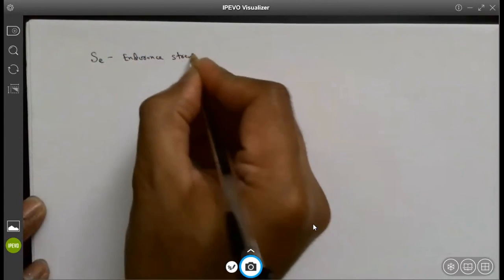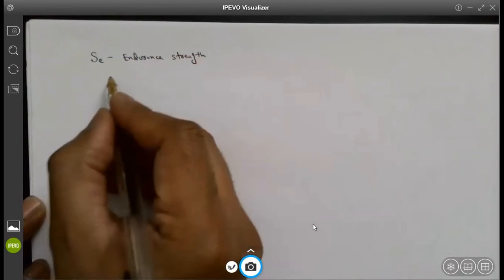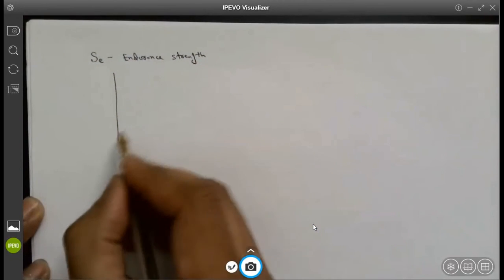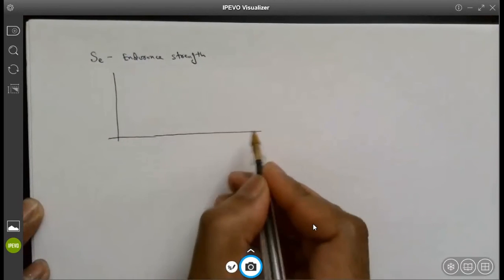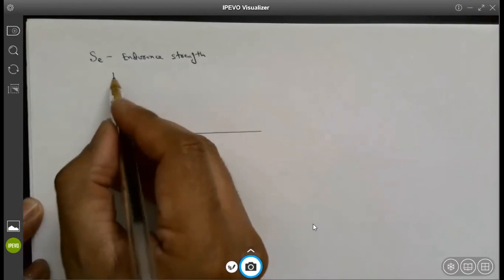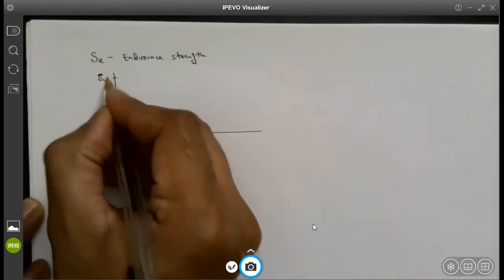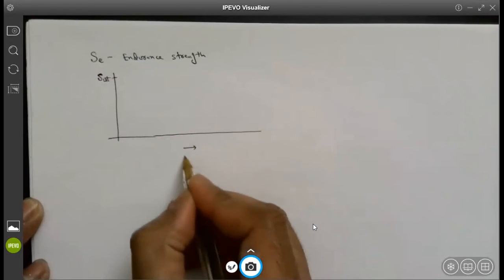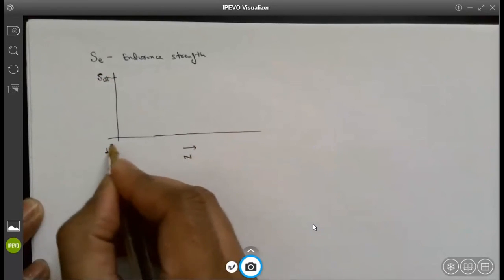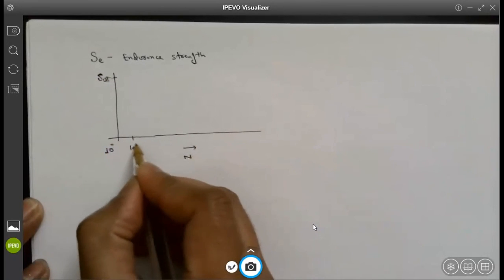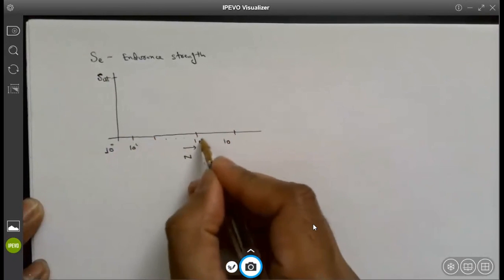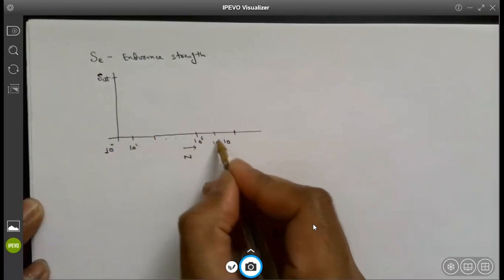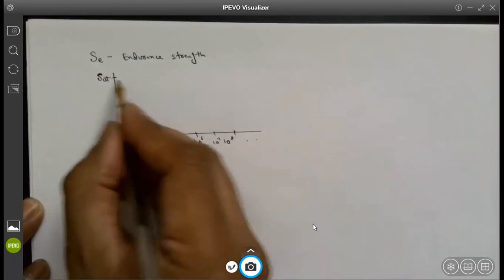And endurance strength, as I have mentioned, is basically the value of the stress at which failure happens in a material when it is subjected to repetitive loading and unloading cycles. So this is your ultimate tensile strength. This is the number of cycles, in log plots: 10 raised to power 0, 1, and so on, 10 raised to power 6, 7, 8, and so on.